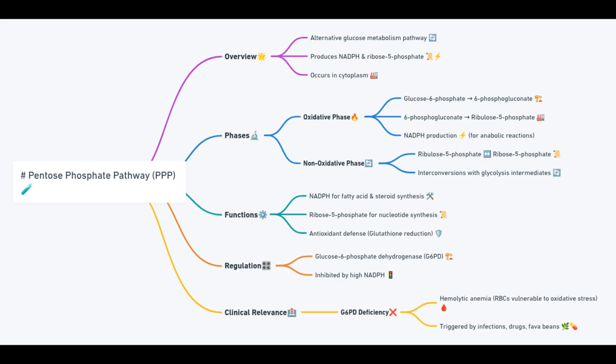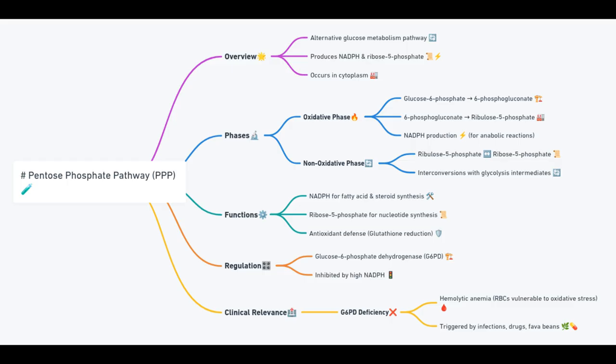The non-oxidative phase involves the isomerization and condensation of a number of different sugars, and three intermediates in this process that are useful in other pathways are ribose 5-phosphate, fructose 6-phosphate, and glyceraldehyde 3-phosphate. The oxidative phase of the PPP consists of three reactions.